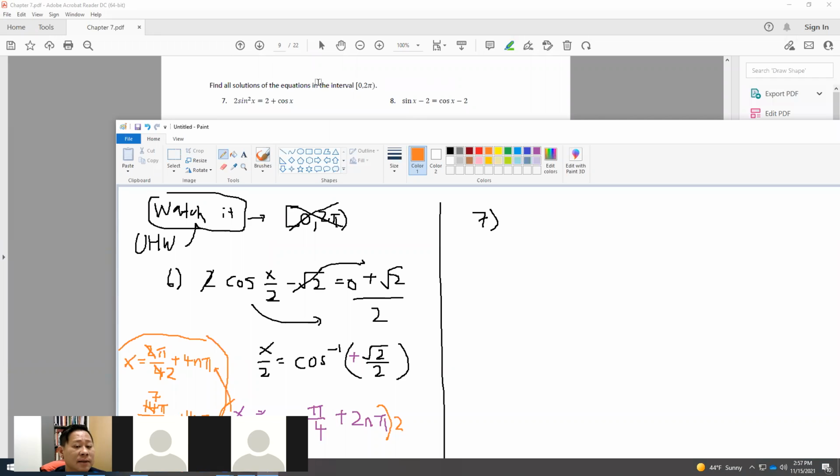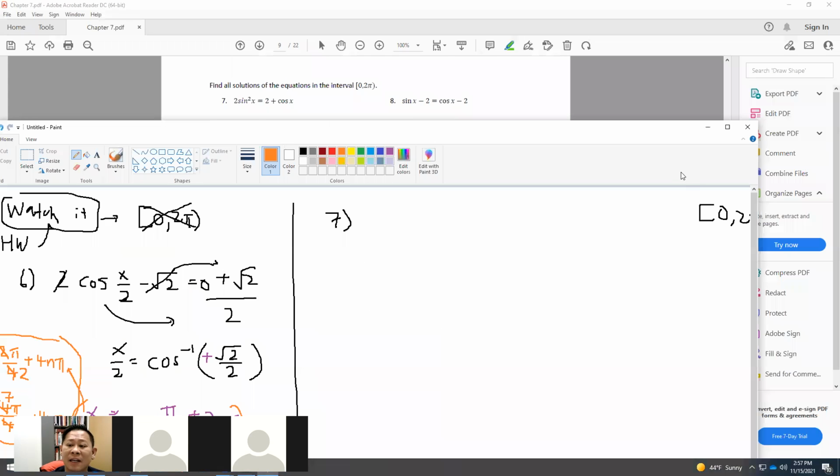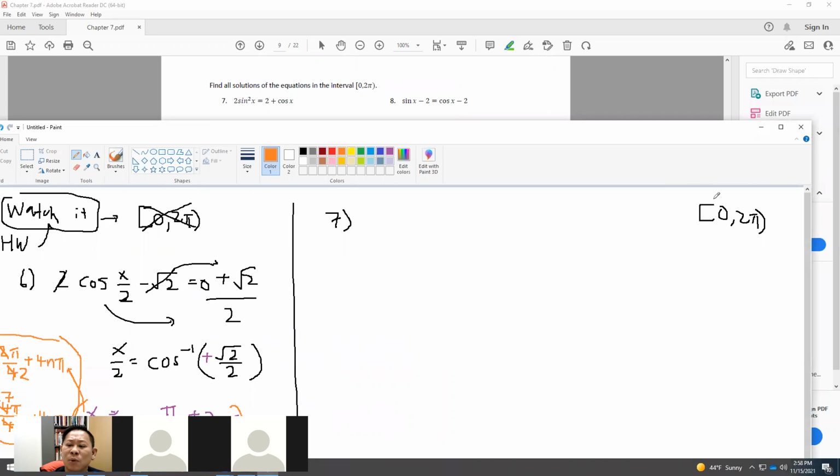Now, the rest of it, 7, 8, 9, 10, is a little bit different from 1 to 6, because now they want you to write in the interval of 0 to 2 pi. Now, does anyone know what's the difference between a bracket and a parenthesis here? Anyone?